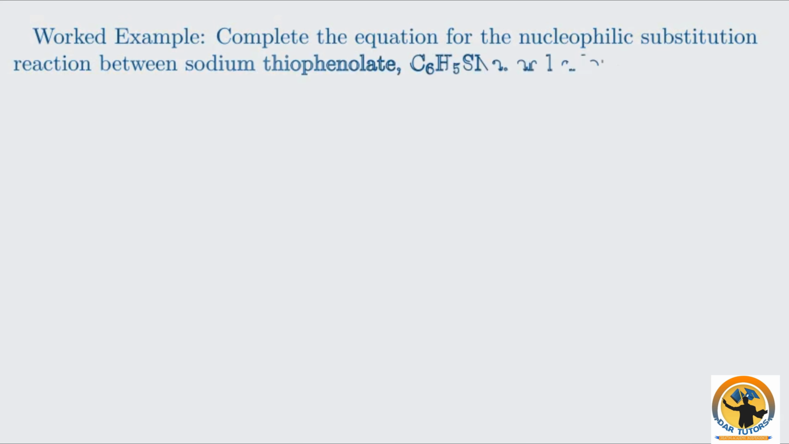Let's work through another example. This type of question is common in IB exams. We need to complete the equation for the nucleophilic substitution reaction between sodium thiophenolate, an ionic compound, and chloromethylbenzene. The best approach is to first identify the nucleophile, the electrophile, and the leaving group.